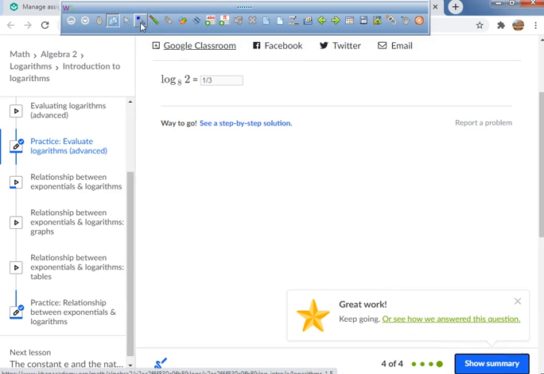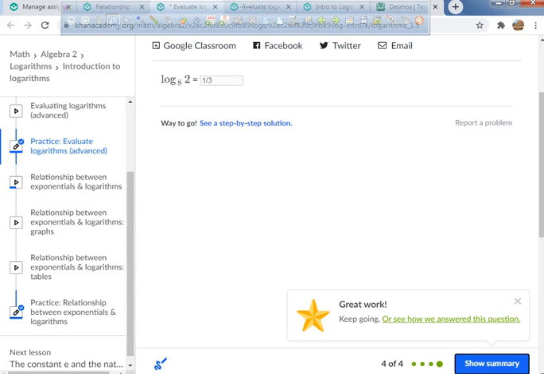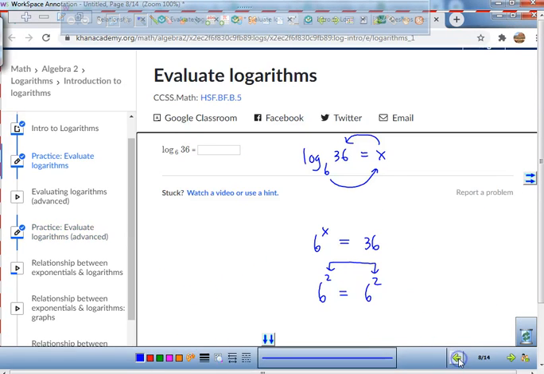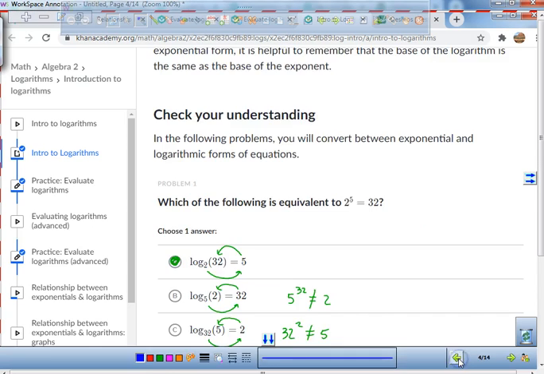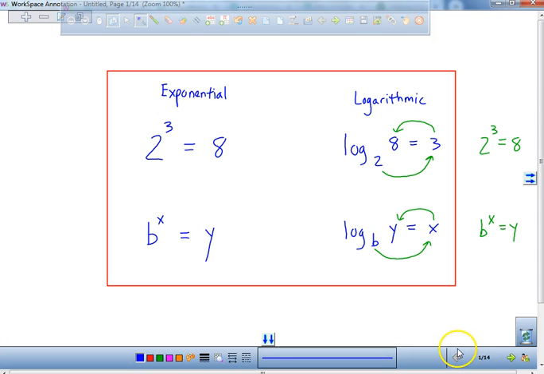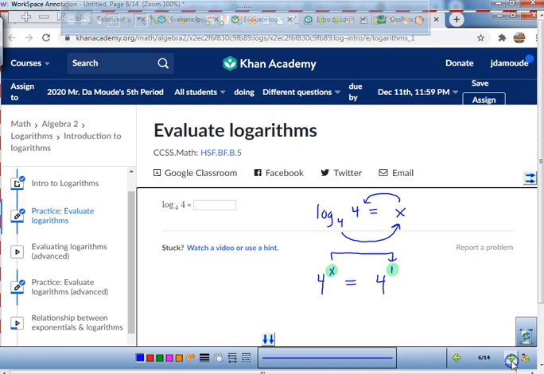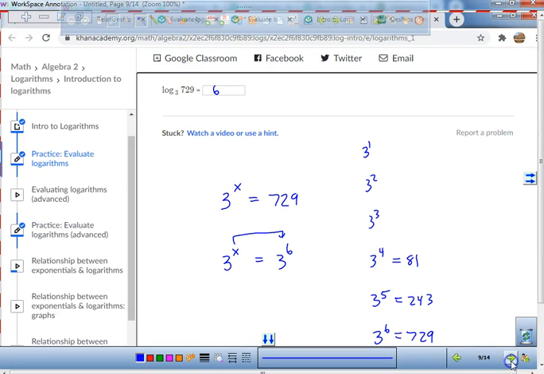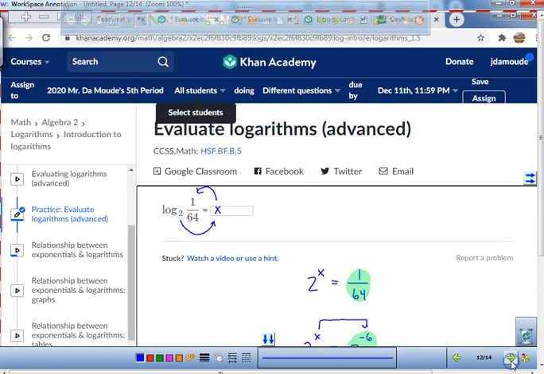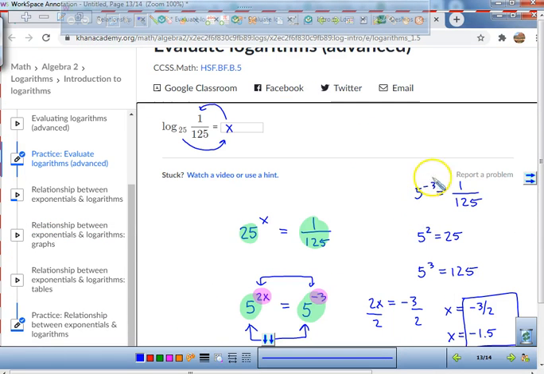So, in review, everybody, let me go back real quick. What's the number one thing you're going to have to know how to do? You need to know how to change from exponential form to logarithmic form. And you need to know your basic bases of 2, 3, 4, 5, remember what we put in the journal where we listed them out. Make sure you know your powers, not just positive exponents, but also negative exponents. And that's what I want you to be working on today. Good luck.